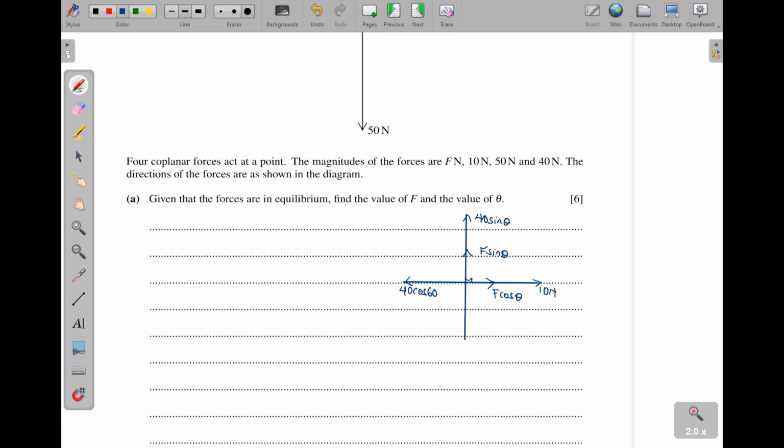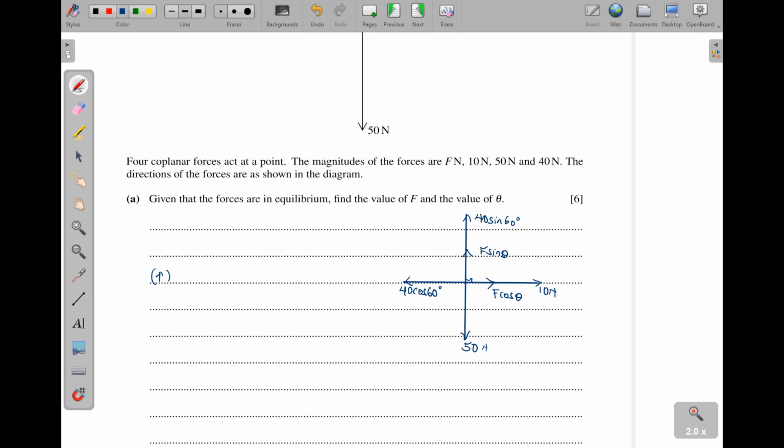Now, resolving the forces vertically, since they say that the forces are in equilibrium, that means the resultant in the x direction is 0 and the resultant in the y is also 0. By the way, down here we have the 50, there's also 50 newtons here. Then this is not sine theta, it is 40 sine 60 degrees, pardon me.